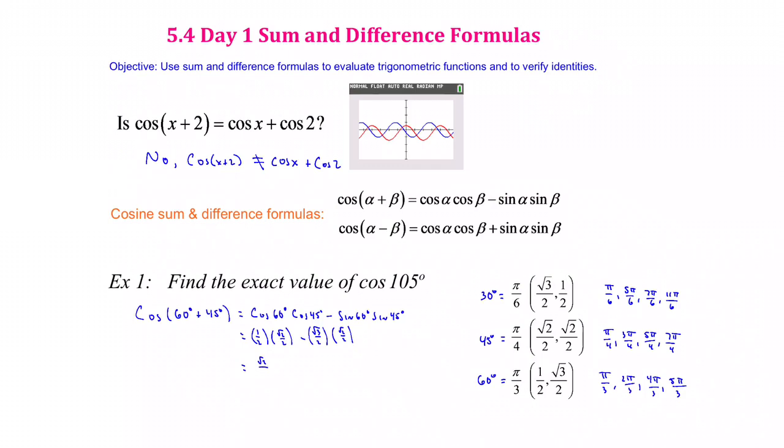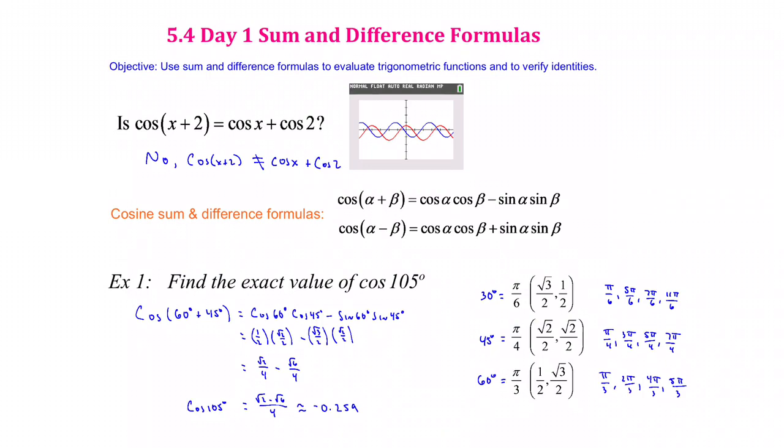That would give us 1 times square root of 2, which is square root of 2. 2 times 2 is 4. Square root of 3 times square root of 2 is square root of 6. 2 times 2 is 4. We have a common denominator, so we can rewrite this as the square root of 2 minus the square root of 6, all over 4. So cosine of 105 degrees, its exact value, is square root of 2 minus square root of 6, all divided by 4. And if you plug this into your calculator, you'll approximately get negative 0.259.